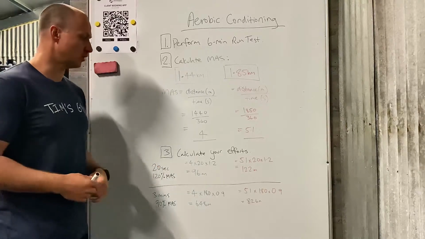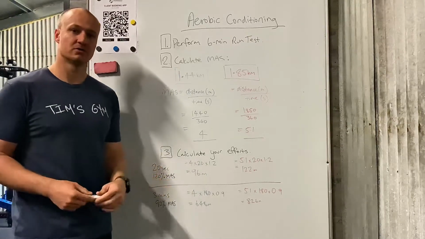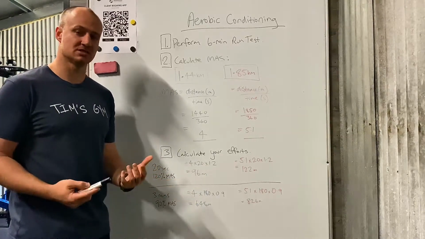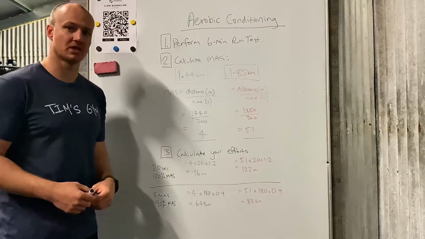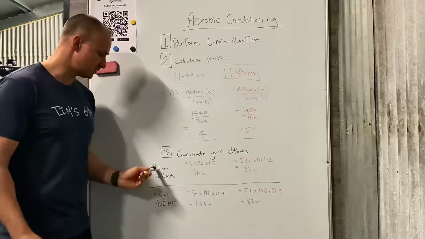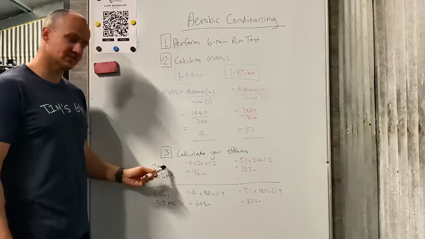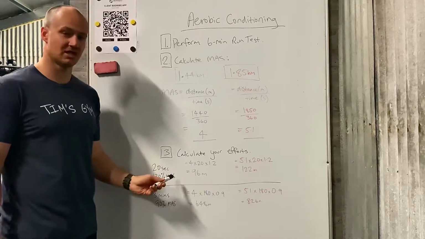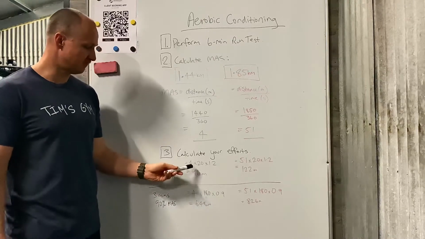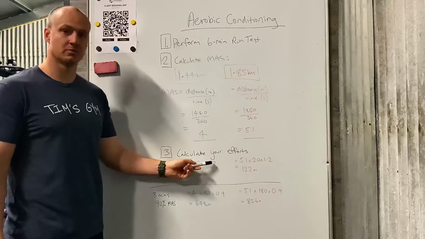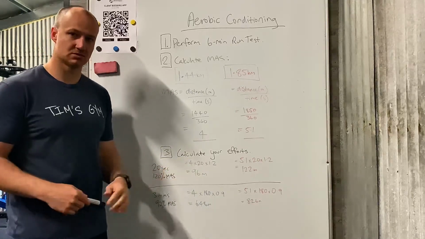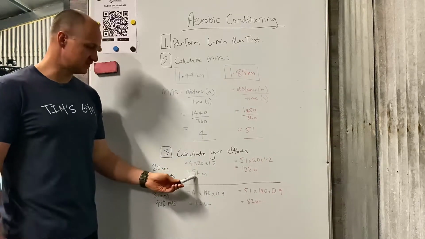What we want you to do is just follow along with this as best you can. But as I said, giving you that MAS number gives you some individual targets to work at. Here are some examples. For a 20-second effort at 120% MAS, for this first person, 4 is their MAS, 20 is the seconds, times 1.2, which is 120%. That gives us 96 meters.